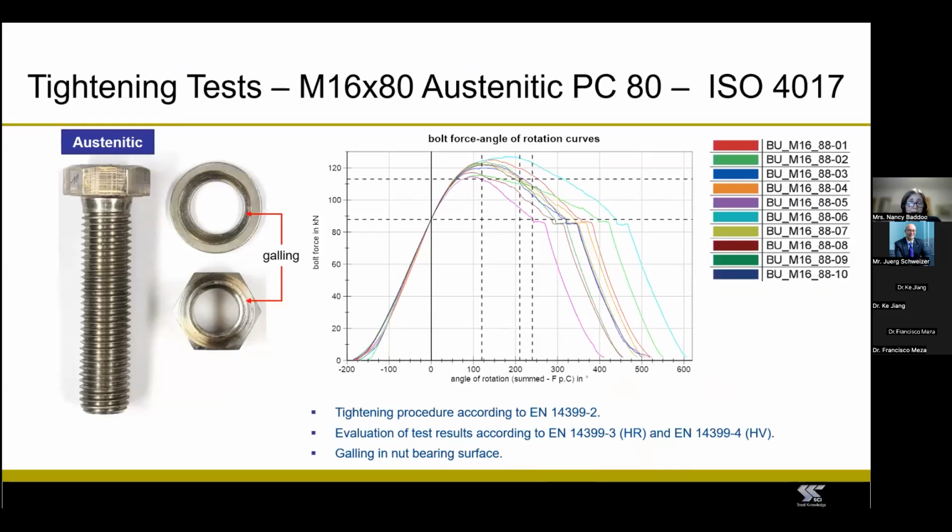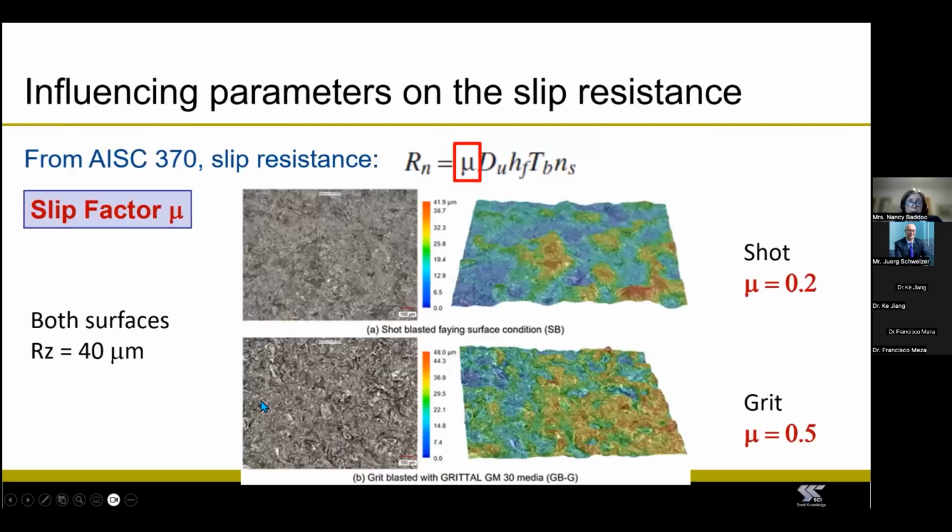We found that the pretension losses due to creep and relaxation effects were comparable to those for carbon steel. We determined slip factors on grit blasted surfaces that again were similar to carbon steel, and providing correct lubrication was used, then galling could be avoided. So the project involved a number of studies on the different parameters that influence slip resistance.